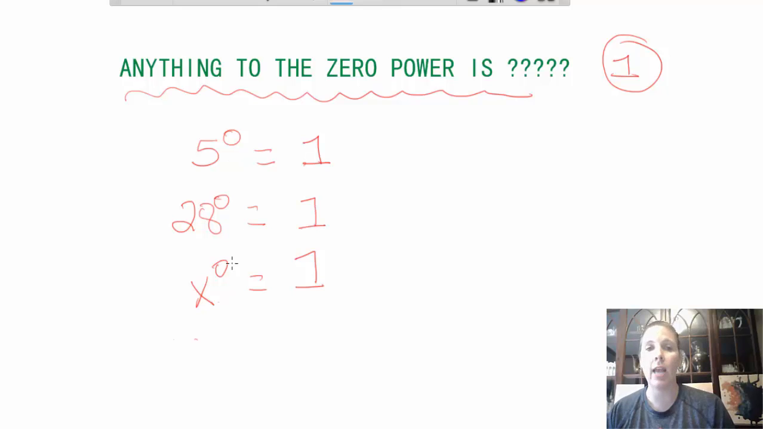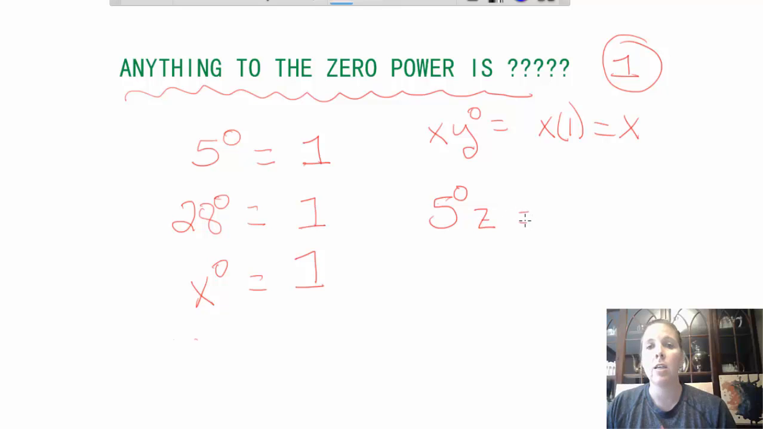It doesn't become 1x. So if you have xy to the 0 power, that 0 is only going to that y. So you still have x left. Y to the 0 is just 1, so you would just have x. Or you could have 5 to the 0 z. Okay, well this 5 to the 0 becomes 1, and then you have z, so you really just have z.